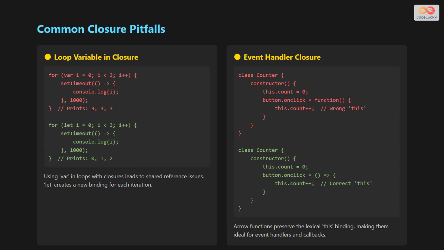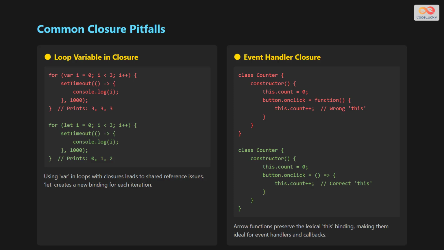Now let's discuss some common closure pitfalls. A frequent mistake occurs with loop variables inside closures. Consider a for loop that uses the var keyword and then a setTimeout function inside it. The console log prints 3 three times as the variable i is accessed by reference after the loop is completed, and has the value of 3. To fix this issue, replace the var keyword with let. Let creates a new binding for each iteration, resulting in the desired output, that is 0, 1, and 2. This happens because let creates a new variable in each loop iteration.